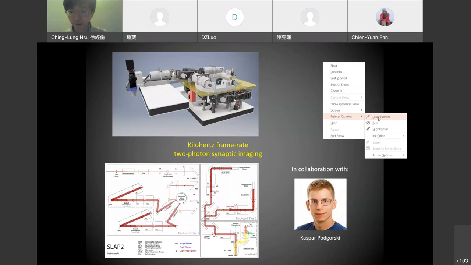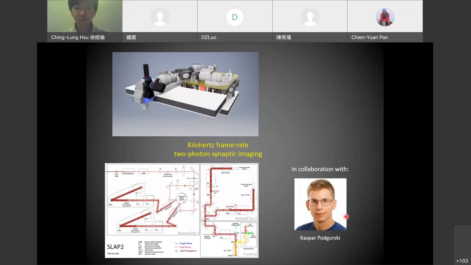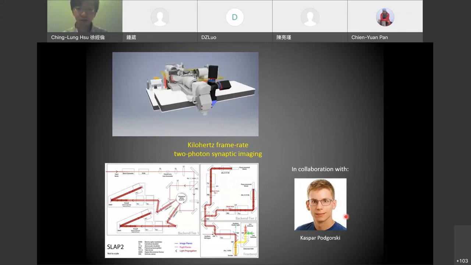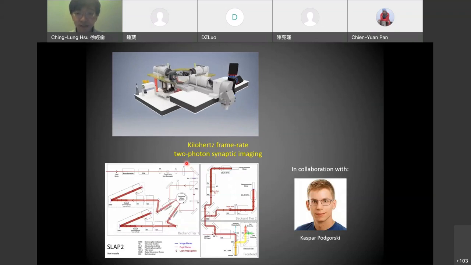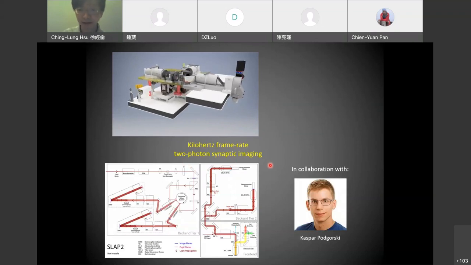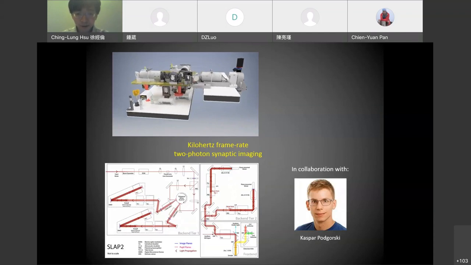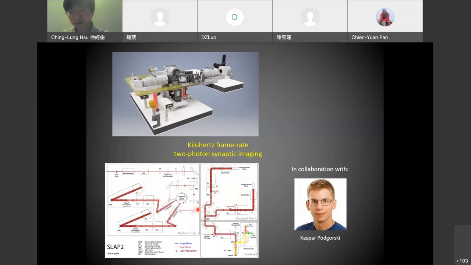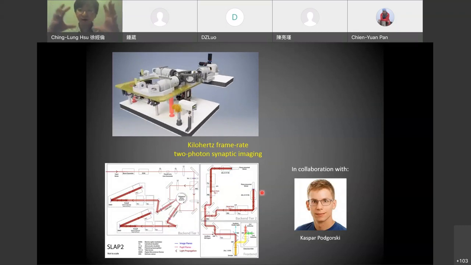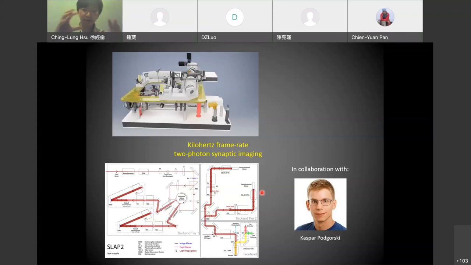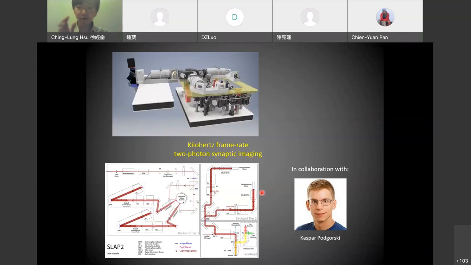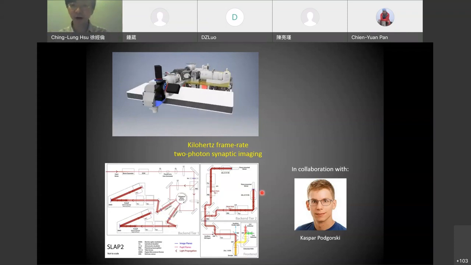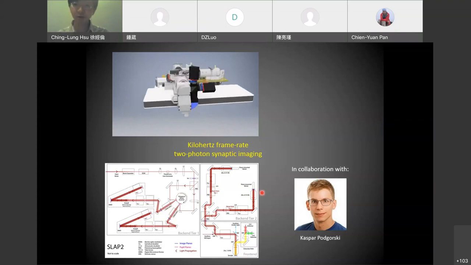So my collaborator Kaspar Podgorski at Janelia is helping me to build a really novel generation of two-photon microscopy. This is a kilohertz frame rate two-photon synaptic imaging method called SLAP in my lab. It uses a very sophisticated scanning design, scanning engineering, that allowed us to look at the 3D volume of brain tissue, with hundreds of microns in each dimension, and look at this 3D volume at a volume rate of 100 hertz, even kilohertz in total.